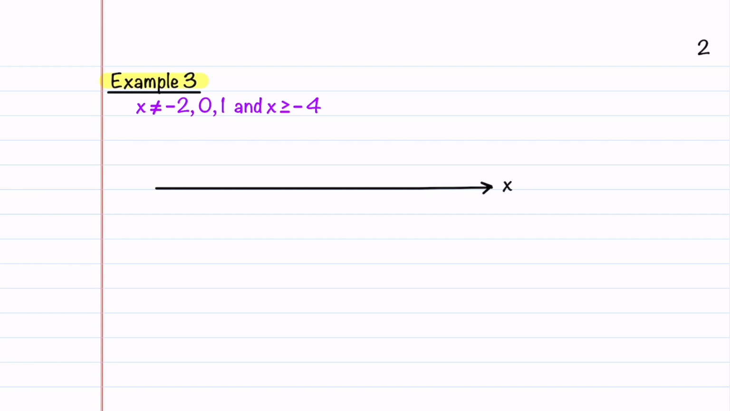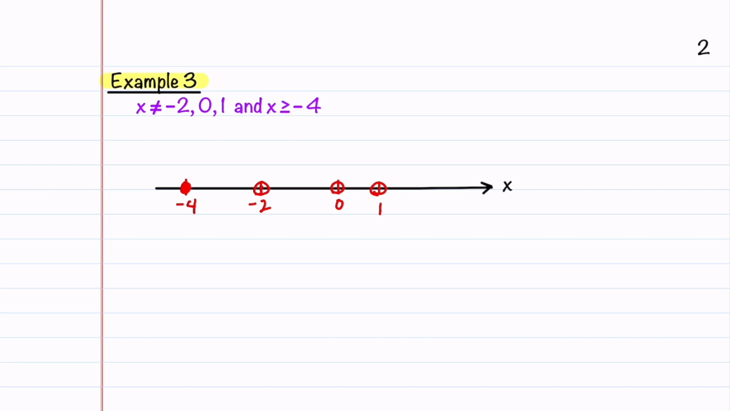For this example, we have x is not equal to -2, 0, and 1, and x is greater than or equal to -4. We'll begin by writing our numbers and their corresponding circles on our number line, starting with the smallest number, which is negative 4. We have -4, -2, 0, and then 1. -4 is included, and then the rest of the numbers, -2, 0, and 1, are not included because x is not equal to those numbers.